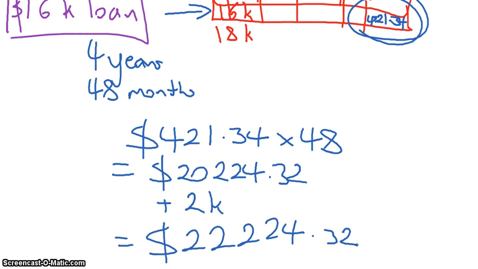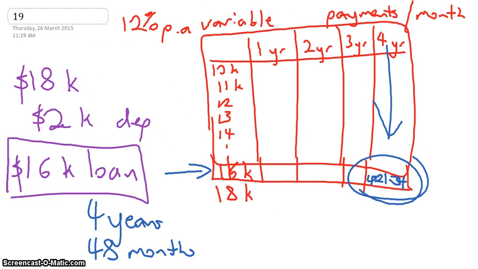You don't have to worry about the percentage. No, because this tells you that it is a table based on 12% per annum. So they've already done all the calculations for the percentages for you. Right? You could do it, but you don't need to. It's already done. Cool? You all right with that?